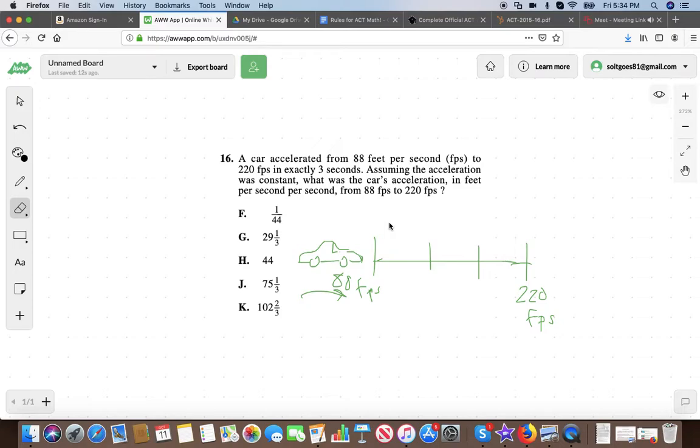Okay, so do it. The question tells us the acceleration is constant, so it means it's got to go up by the same amount every second that passes. Here's 0 seconds, that's 1 second, 2 seconds, 3 seconds. Does that make sense? I'll bet we can look at the answer choices and eliminate some obviously incorrect ones that are no way going to take us from 88 feet per second to 220 feet per second after 3 seconds. What can we eliminate?